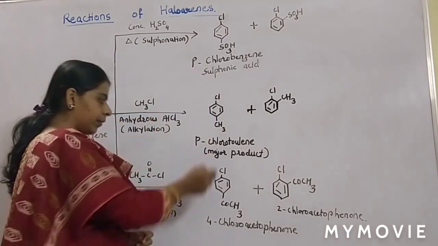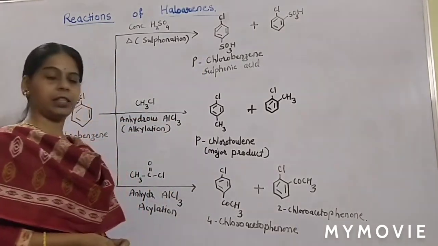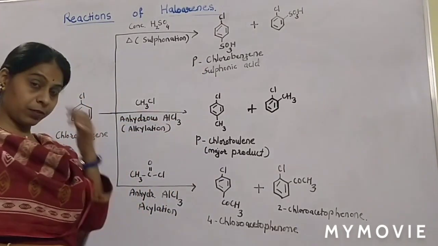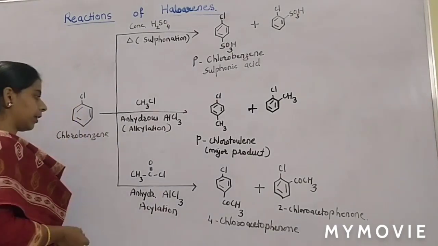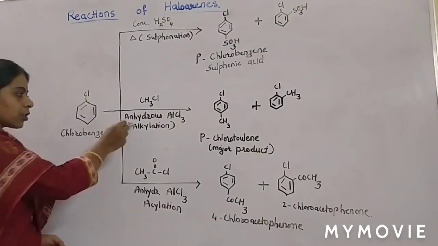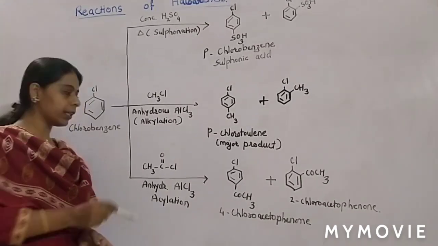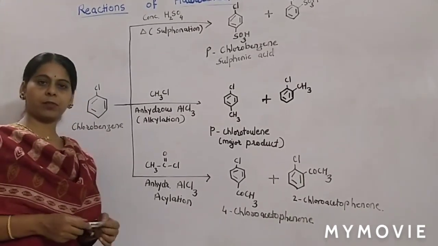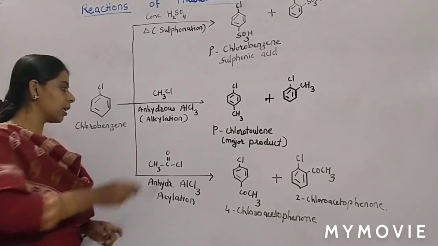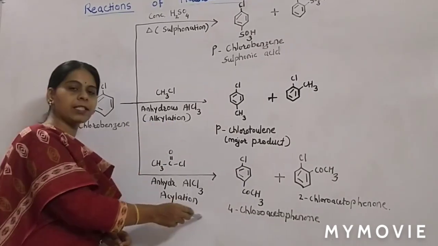Now whatever para compounds are there in all these three reactions, these are the major products because the symmetry of the compounds is very high. And these two reactions we are going to study under the Friedel-Crafts reaction, because Friedel-Crafts has two parts: one is alkylation and the second one is acylation.